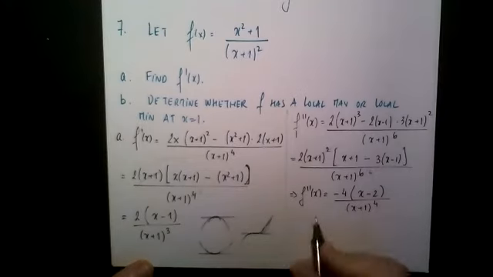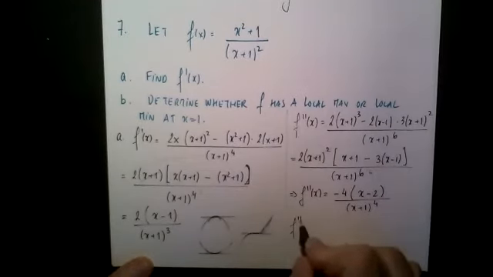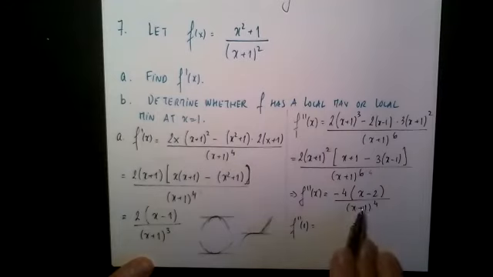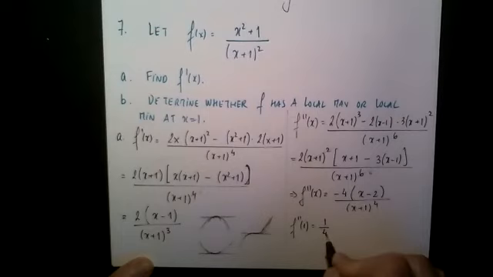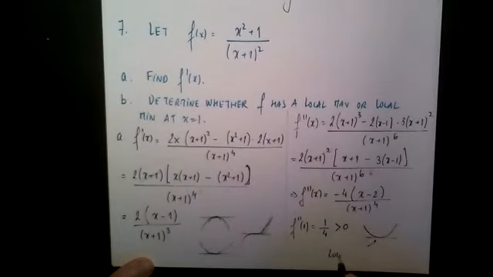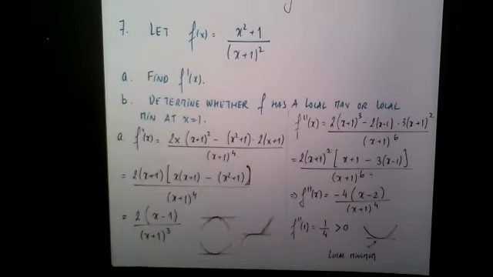Okay, so I'm going to plug in 1 inside here. So f prime prime of 1, and I'm going to see what I get. If you plug in 1 here, I get -4 times -1 is 4, and 4 over 2 to the power 4 is 16. 4 over 16 is a quarter, and that's positive. So since it's positive, I'm like this, so I have a minimum. So it's a local minimum. That's it, that's all.